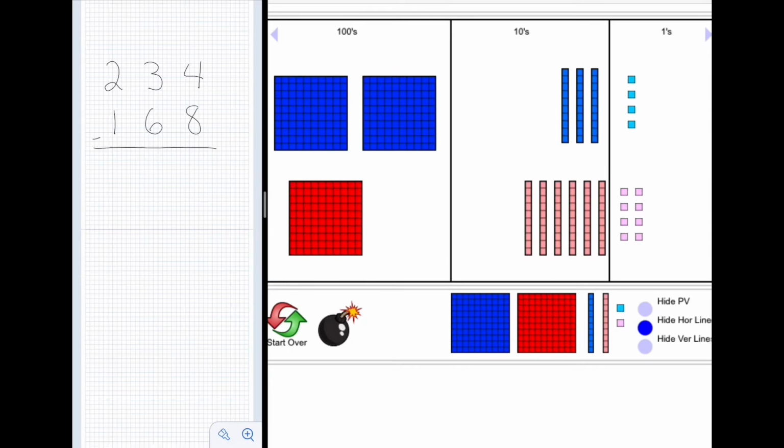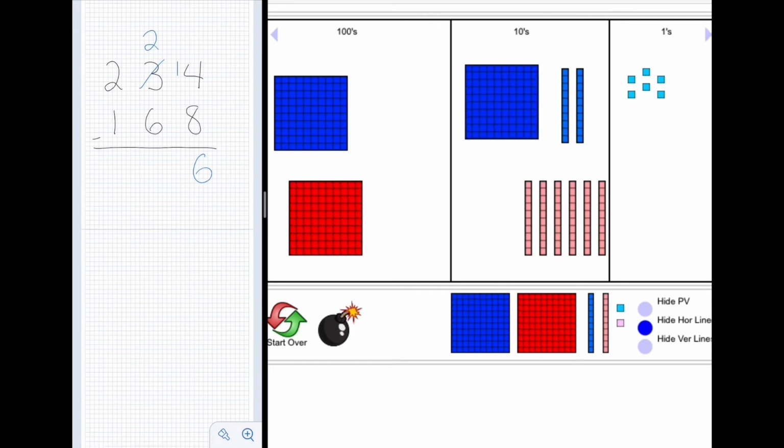We need to take away 8 ones. We can't do so. So we're going to ungroup 1 ten as 10 ones. Now when I take away, for every object that I have down here in red, I will use it to cancel out one of the objects from my minuend. So I'm left with 6 total ones.